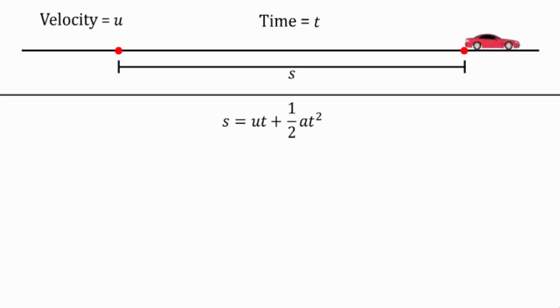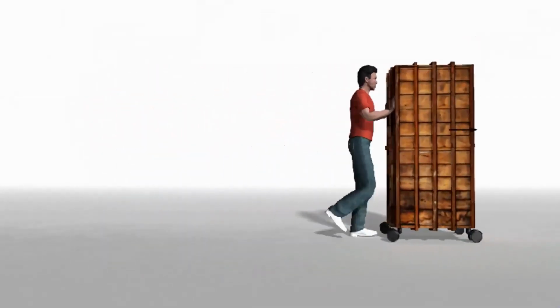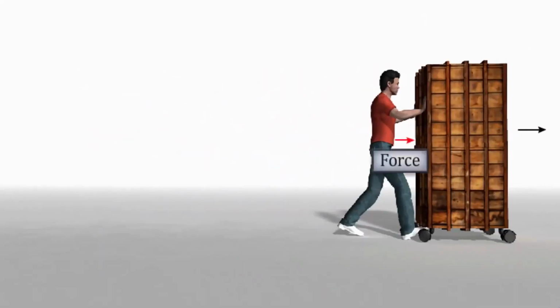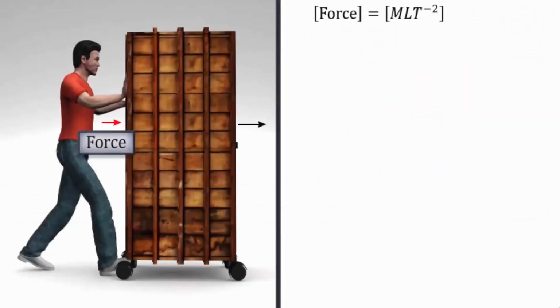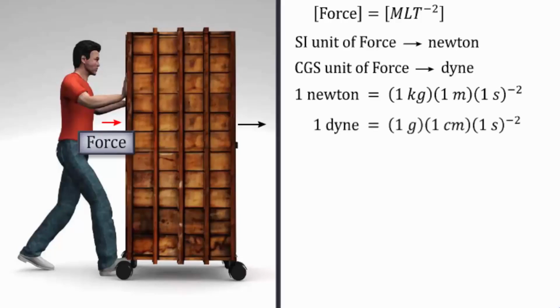Dimensional equations can be used to convert units of a given physical quantity from one system to another, and to thus find the conversion factor. For example, consider the physical quantity force. The dimensional formula of force is MLT^-2. The SI unit of force is Newton, and its CGS unit is dyne. Hence, 1 Newton is equal to 1 kilogram into 1 meter into 1 second to the power minus 2. Similarly, 1 dyne is equal to 1 gram into 1 centimeter into 1 second to the power minus 2.